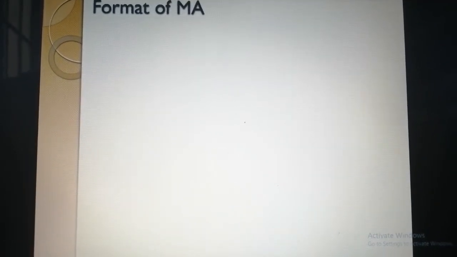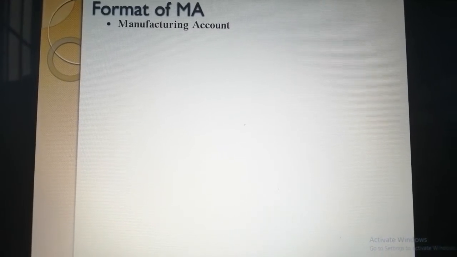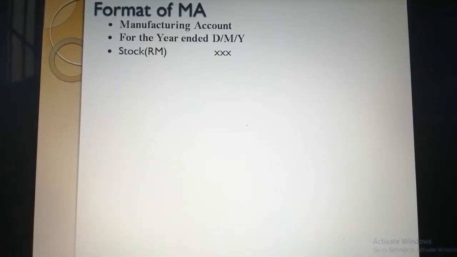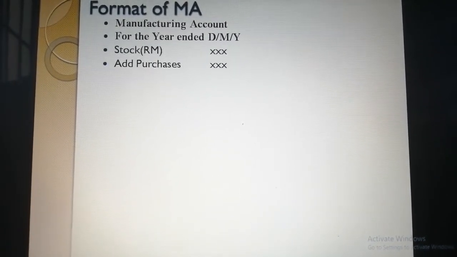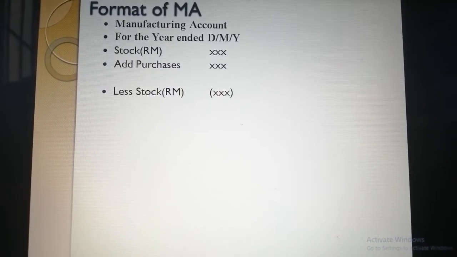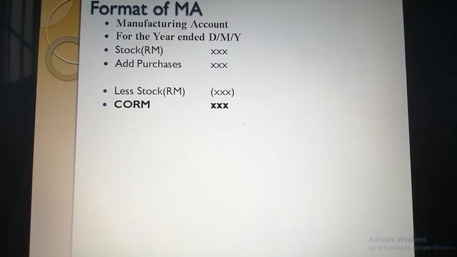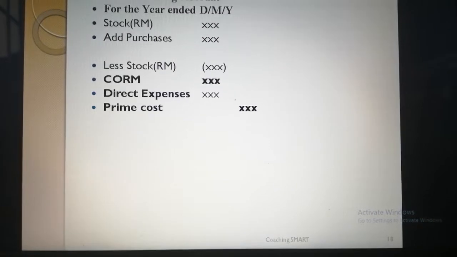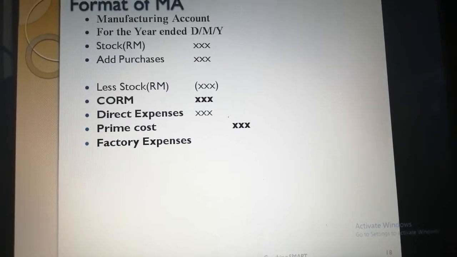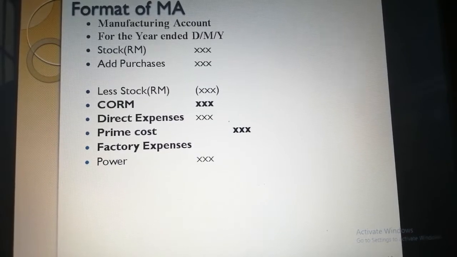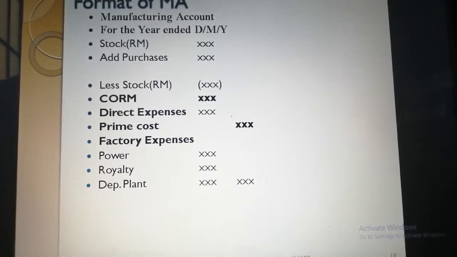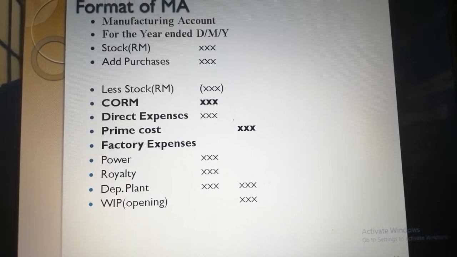Now we move to the formatting of manufacturing account. In the format, we have manufacturing account for the year ended, date, month, year. Stock of raw materials, you add purchase of raw materials, you less closing raw materials, you get cost of raw materials, then you add direct expenses, you get prime cost, then you find factory expenses. So factory expenses can be power, royalty, depreciation of plant. When you total, you get the factory expenses.